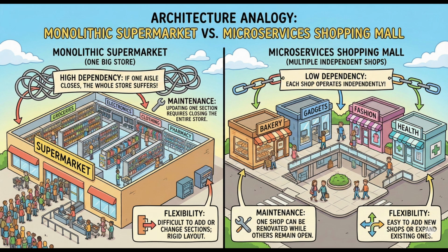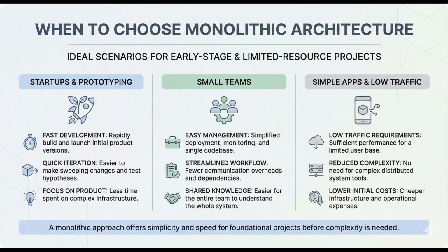Now, let's talk about when each architecture is actually used in the real world. Monolithic architectures are really popular among startups and small teams because they're much faster to build in the early stages. They're easier to manage, and if you don't expect massive traffic or complex scaling needs, a monolith often works perfectly fine. They're also great for internal tools or simple business applications.